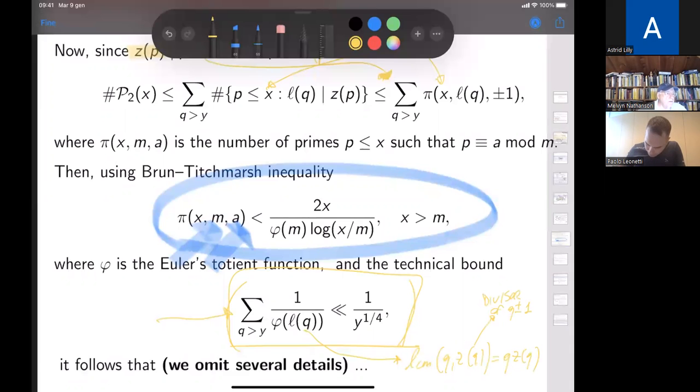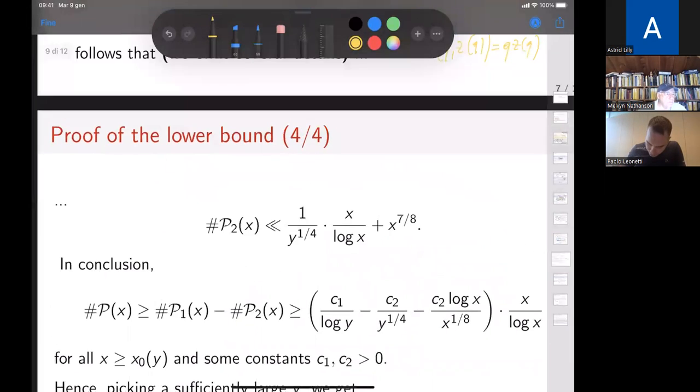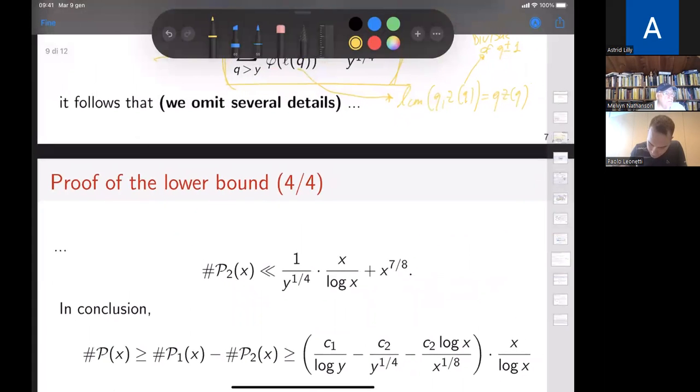Now, if we use both results, we are going to conclude that the cardinality of P2 is upper bounded by this quantity here: x divided by log x times this quantity that depends on y, and remember that we still have to fix the value y, plus x to the power of an exponent smaller than 1, 7 divided by 8.